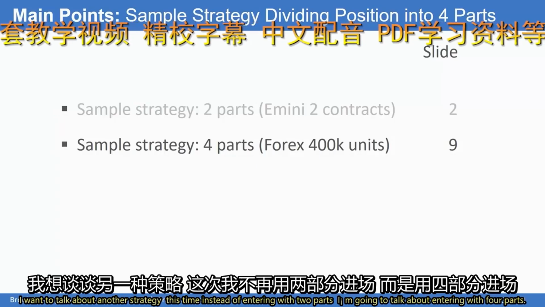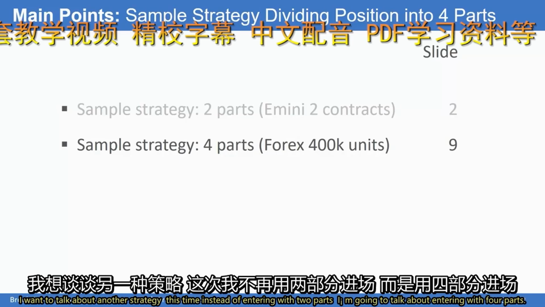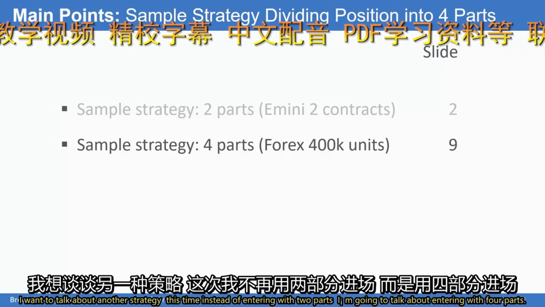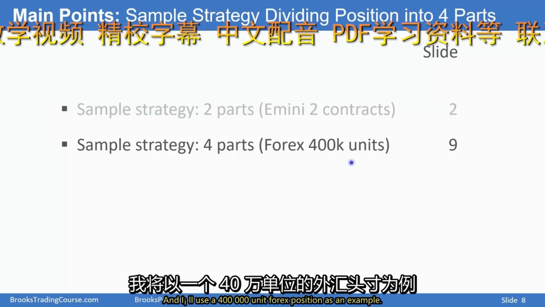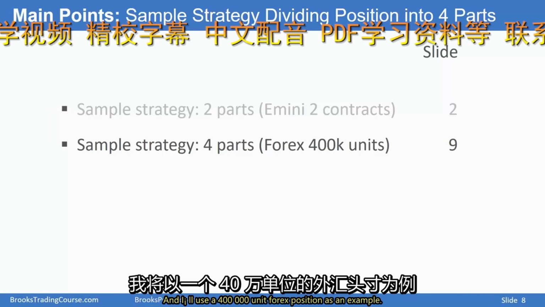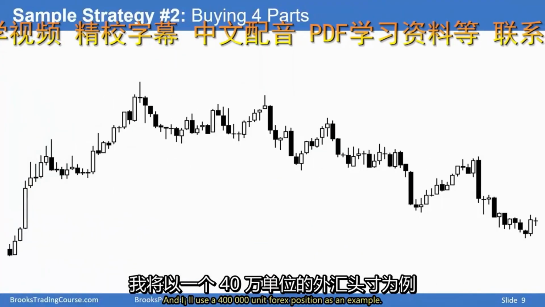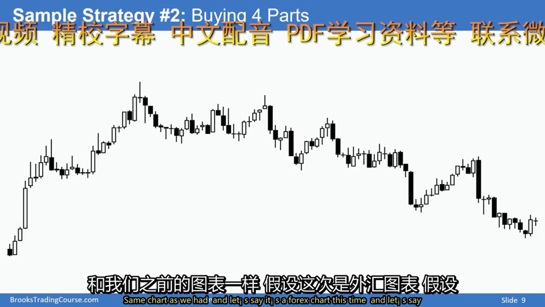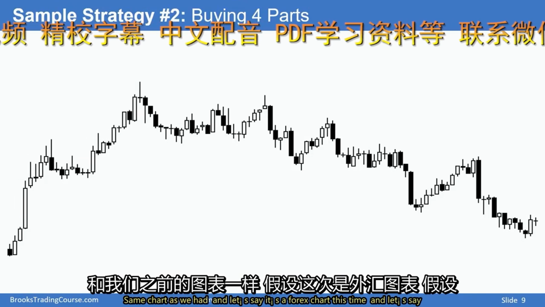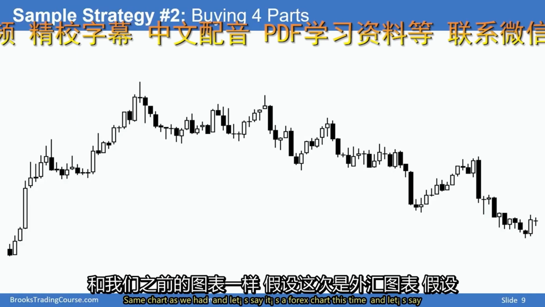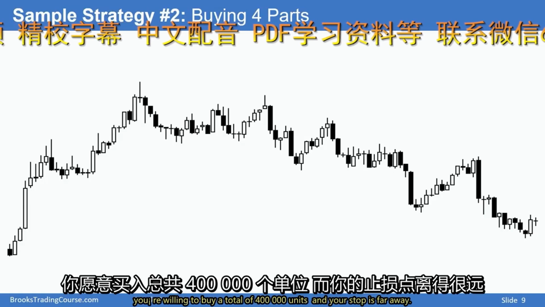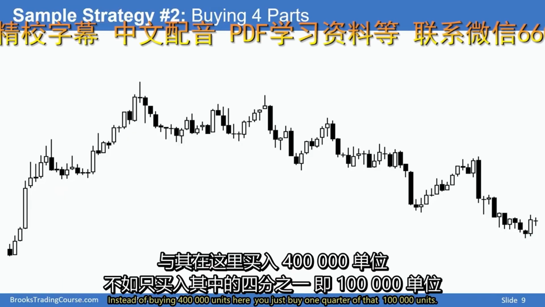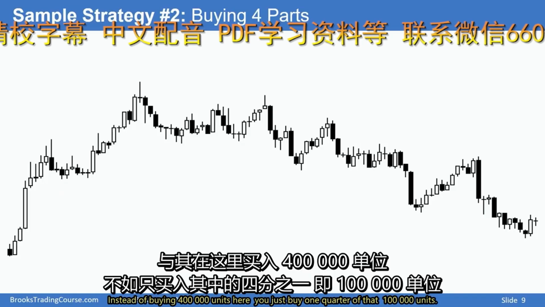I want to talk about another strategy. This time, instead of entering with 2 parts, I'm going to talk about entering with 4 parts. And I'll use a 400,000 unit Forex position as an example. Same chart as we had, and let's say it's a Forex chart this time. And let's say you're willing to buy a total of 400,000 units. And your stop is far away. Instead of buying 400,000 units here, you just buy 1/4 of that, 100,000 units.